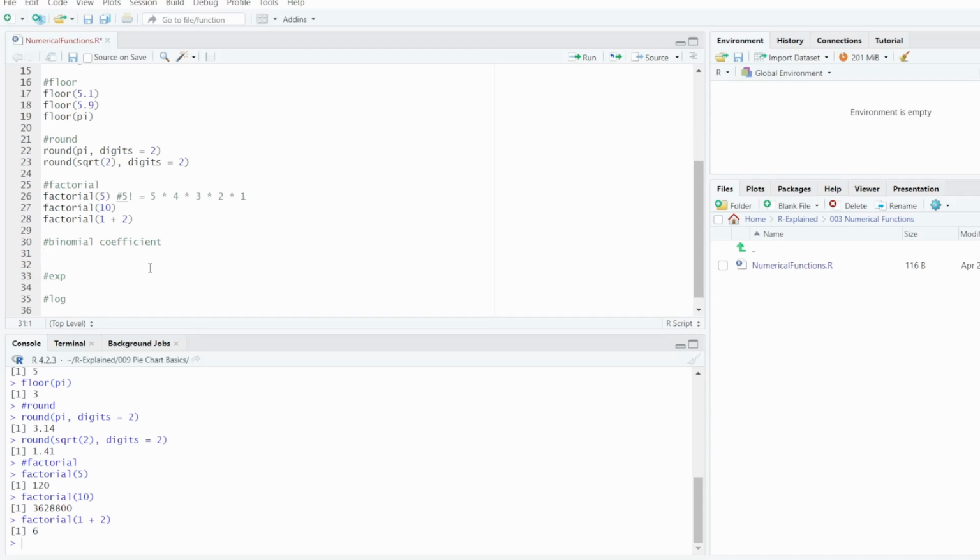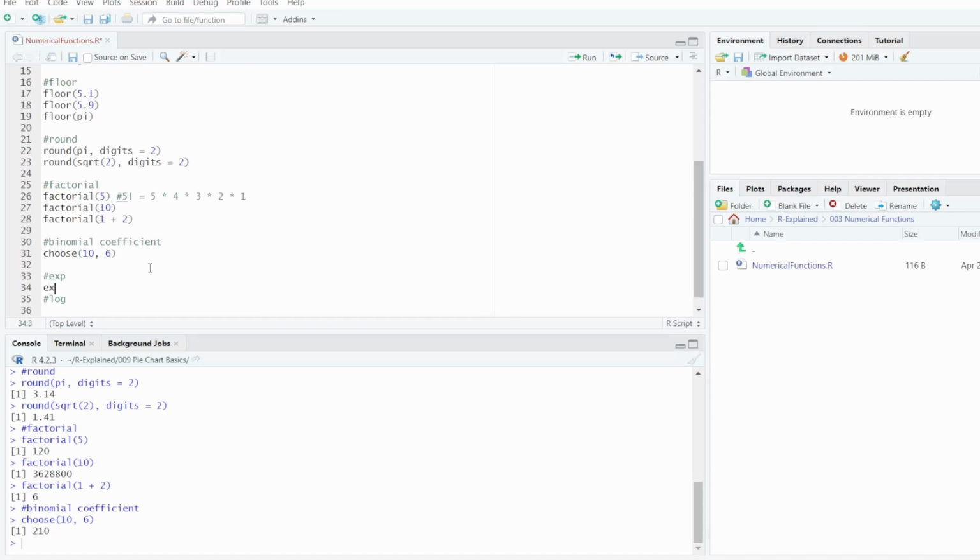Next, let's look at the binomial coefficient. We basically use the choose function. So we can define a n value, for example, n equals 10 and k equals 6. And this gives us 210.